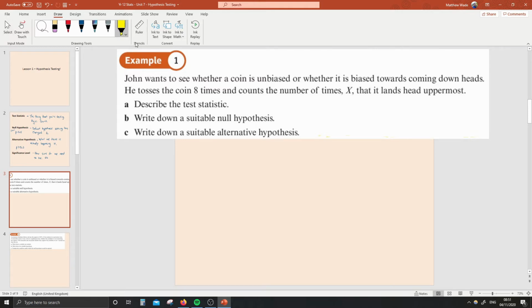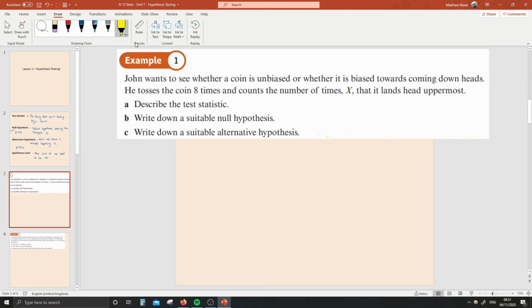Okay, it says describe the test statistic. Okay, what's the test statistic again? That's right, it's big X, buddies. Exactly right. The test statistic is big X. So what is big X?